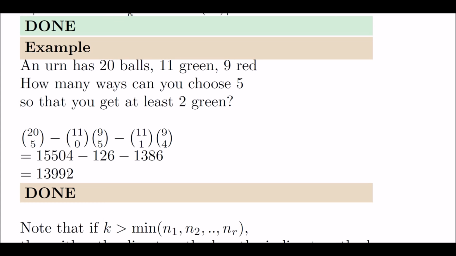And you can see you get the same number here. All I'm doing is I'm taking the total number of ways I could choose 5 balls, and I'm throwing out the ways where I don't get at least 2 green balls. I won't get at least 2 green balls if I have exactly 0 green balls, or if I have exactly 1 green ball.